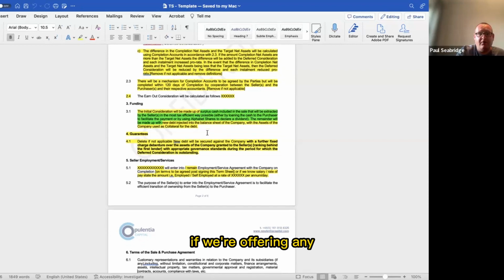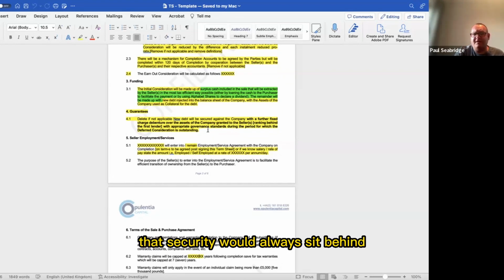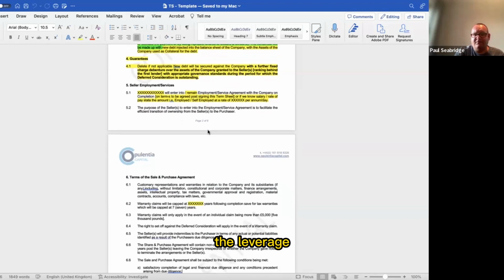And guarantees, if we're offering any, then we will go through this section. If we're not, then we've removed this from the term sheet. But it's not uncommon for us to offer some form of security for any deferred payments. Sometimes that could be a debenture or fixed charge over the assets of the company. But generally, that security would always sit behind the main lender that's going to fund the leveraged buyout.